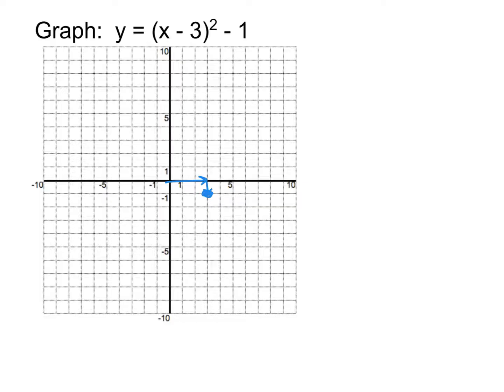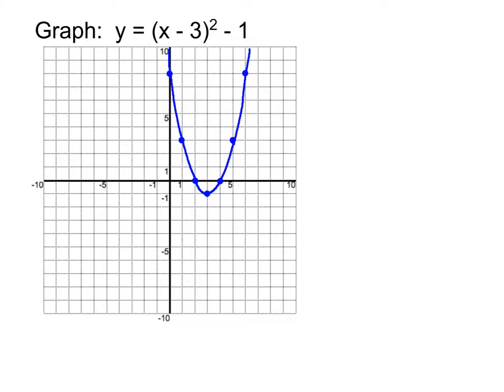Then from there, it's a quadratic. So we're going to use all the same rules that we would normally do with a quadratic. So for a quadratic, we go over 1, up 1 on both sides because 1 squared is 1. Then we go over 2 and up 4 on both sides because 2 squared is 4. And we go over 3 and up 9 on both sides because 3 squared is 9. And then draw the curve in. This is the graph you should have gotten for that first one.